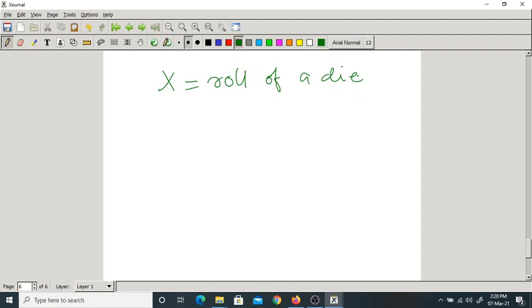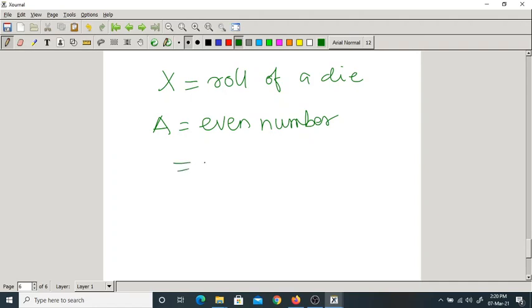Okay. X is the roll of a die. It is a 6-sided die. And what is event A? Event A is getting an even number. What is event A? Getting an even number. So, even number.